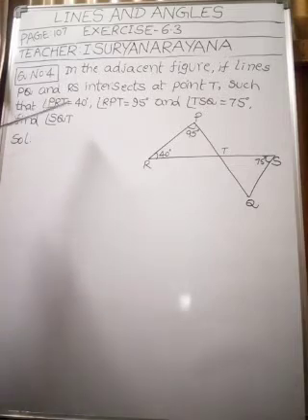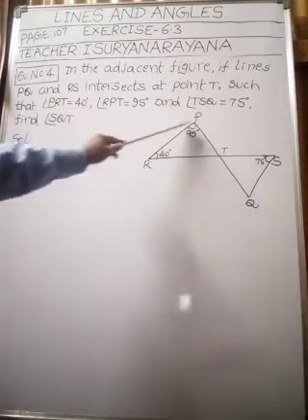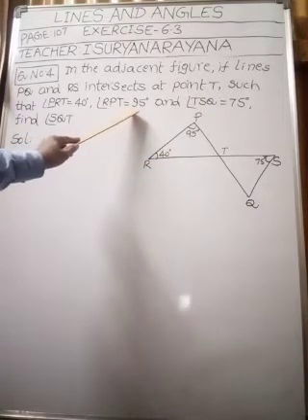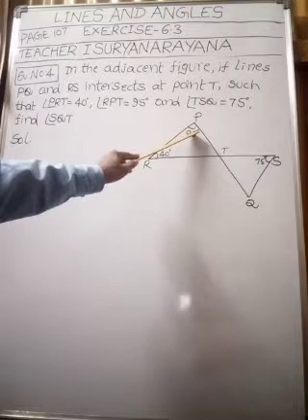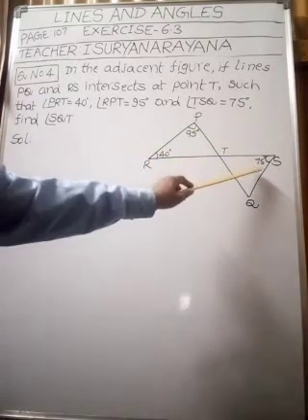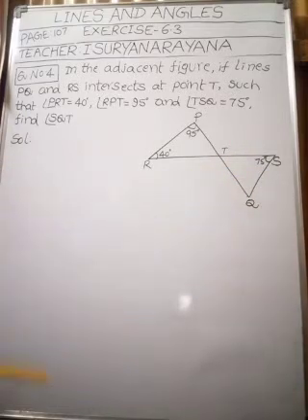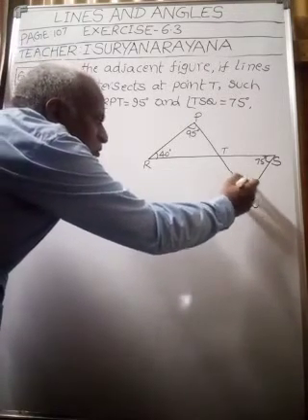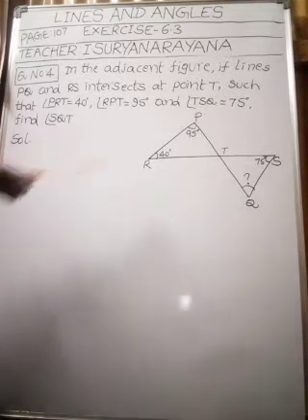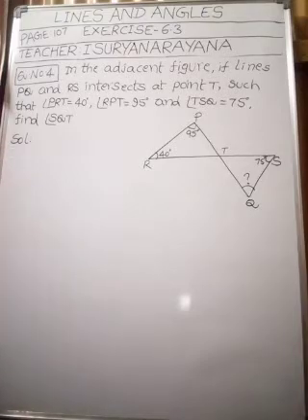And what is given? Angle PRT is 40 degrees. Angle RPT, this angle is 95 degrees. Angle TSQ, this angle is 75 degrees. Then we have to find angle SQT. We have to find that angle. Understood this question, my dear children? Right. Now let us write the given data first. Come to the solution part.